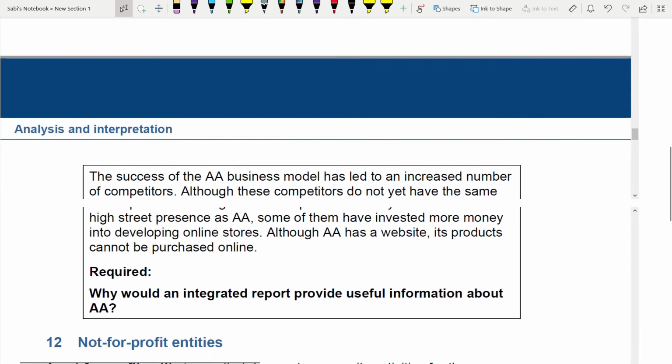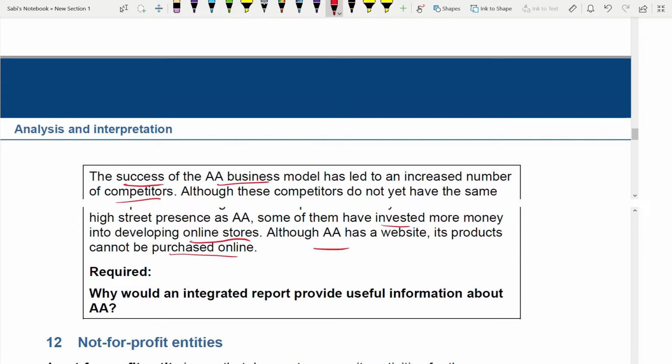Now, because there was a success in the Double A business model, what happens now? Competitors are increasing in that sector. Everyone wants to sell shoes. Even though these competitors do not have the same presence that Double A does, they invested more in online stores. But Double A, even though they had a website, if anyone wanted to purchase shoes online, they could not do it from the Double A website. Its products cannot be purchased online. So that's again a disadvantage.